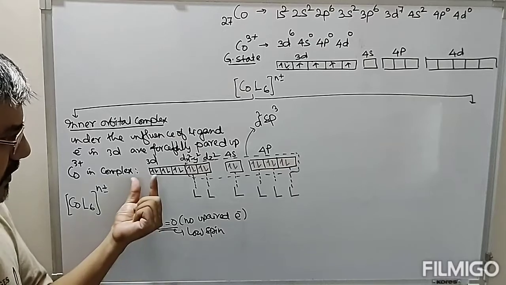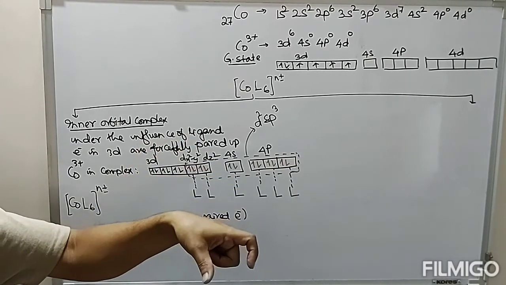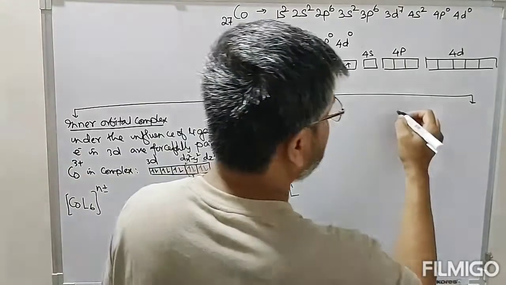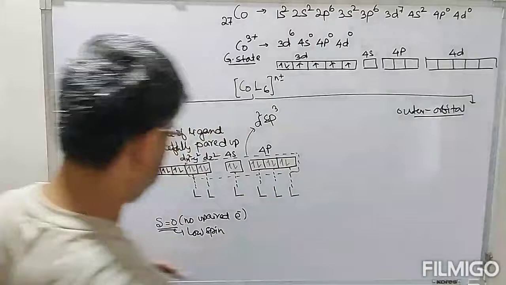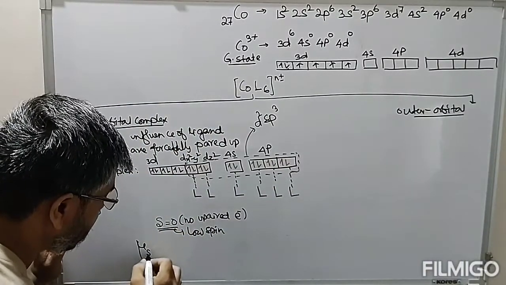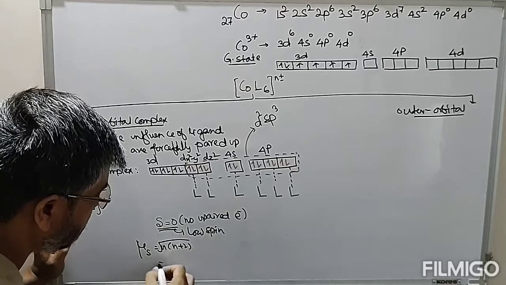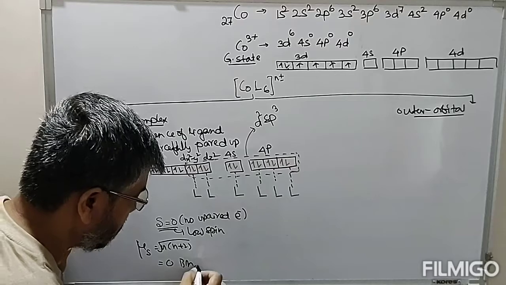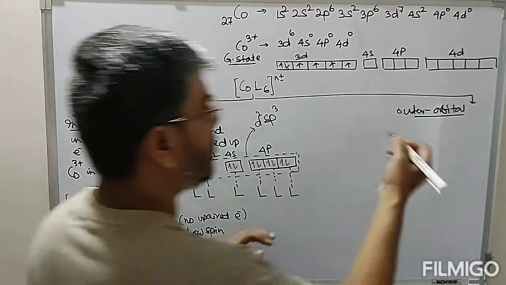Now since electrons are completely paired up, we say this is more stable, less reactive. On the other hand, now look at this. We assume that this forms an inner orbital complex. So the resultant spin magnetic moment is the square root of n(n+2). So n is 0. So the resultant magnetic moment is also 0. Inner orbital complex.